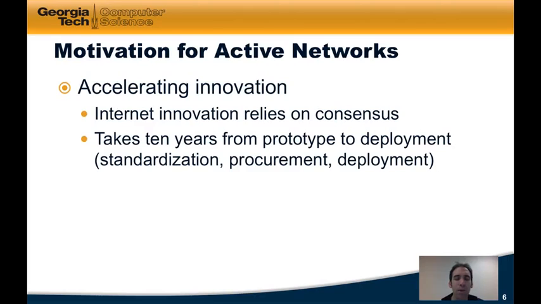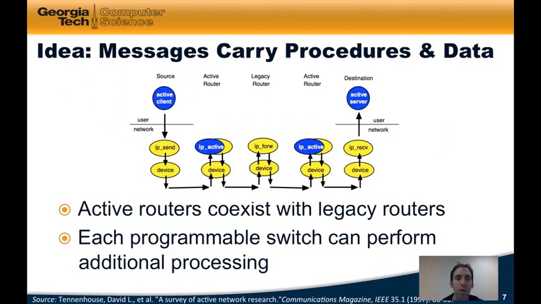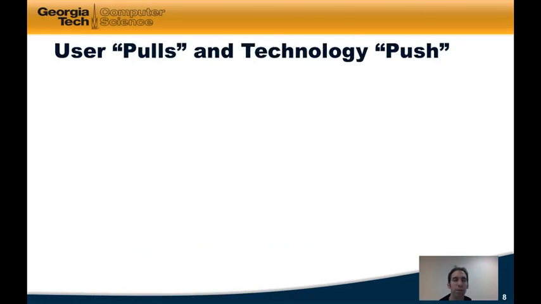That is, accelerating innovation in existing networks so that technology could be introduced a lot more rapidly without consensus, standardization, etc. Well, active networks had the same motivation and observed that if you could put active nodes in the network where routers could download new services into the infrastructure, that could allow for some user-driven innovation. So the main idea here is that messages or packets would carry both the data and procedures that might operate on that data. These active routers that perform these custom operations might coexist with legacy routers that do nothing more than forward the traffic.